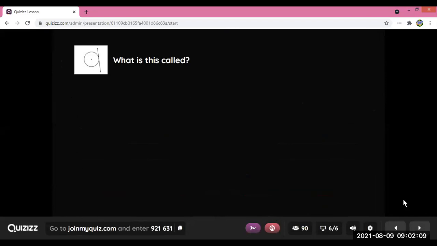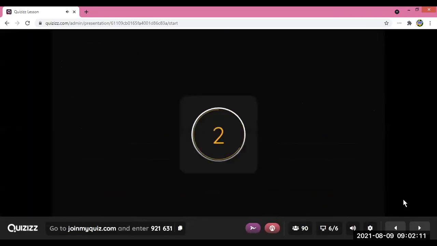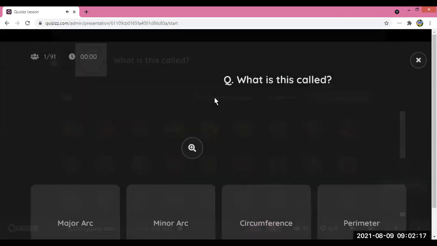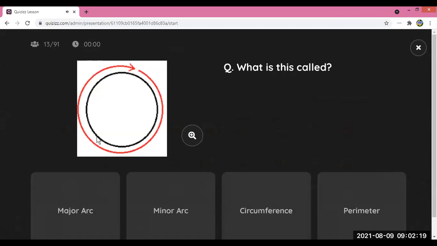Okay. And there was a last question. Yes, one last question now. What is this called? Is it major arc, minor arc, circumference, or perimeter? The line or the boundary of a circle. What is it called? Boundary of a circle. What is it called? Okay, 10 seconds.